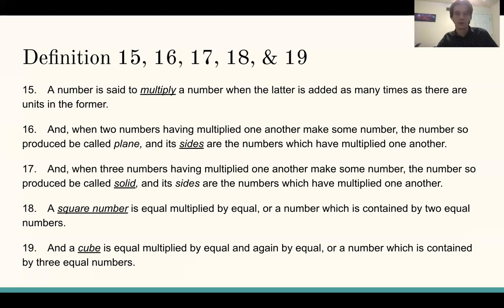And then a square number is equal multiplied by equal, or a number which is contained by two equal numbers. When he says equal multiplied by equal, he's just saying that you have two numbers, they're going to be the exact same number, you multiply them together, you're going to get a number squared, right? You're going to get that square number. So equal multiplied by equal, just two numbers that are equal to each other multiplied together. And then it's kind of the same for a cube, except it says it's equal multiplied by equal, and again by equal. Again, it sounds weird, but it's really just saying that you're taking three numbers equal to each other, multiplying them together, or a number which is contained by three equal numbers, right?